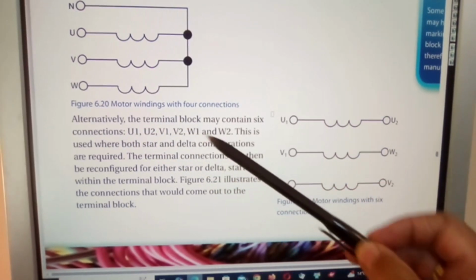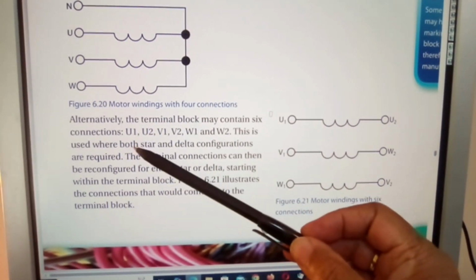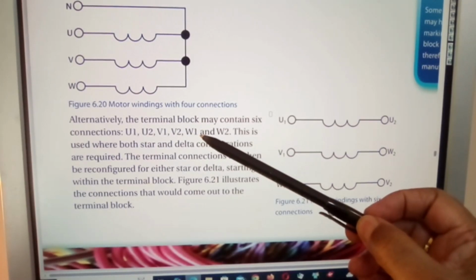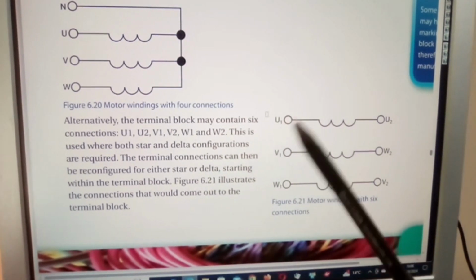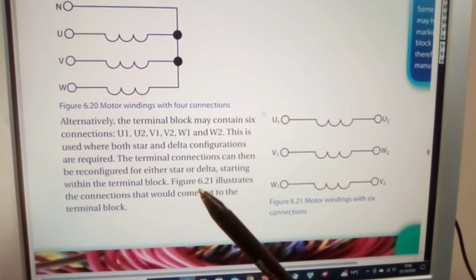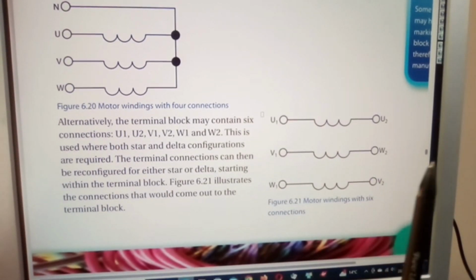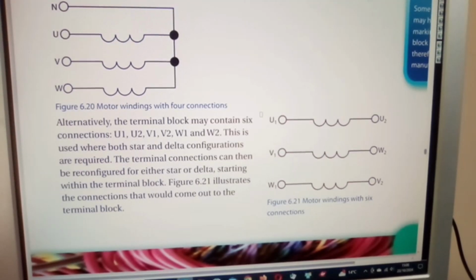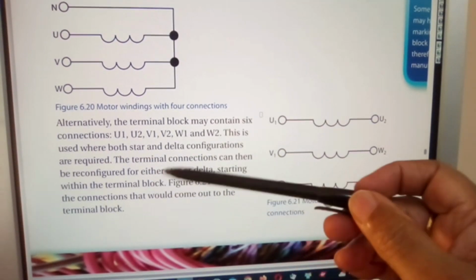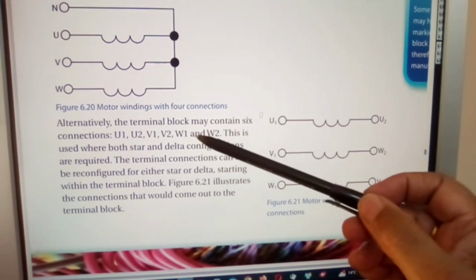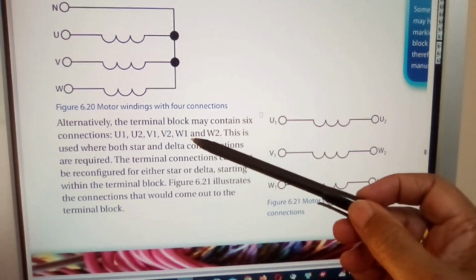Alternatively, the terminal block may contain 6 connections. Which means that if it's 6 connections, then you have star delta connections or supply in that box. I suppose you might need to determine how you're going to link them out, so the option might be used.